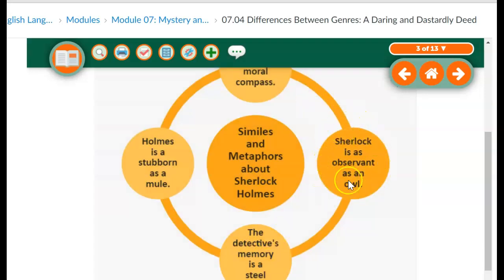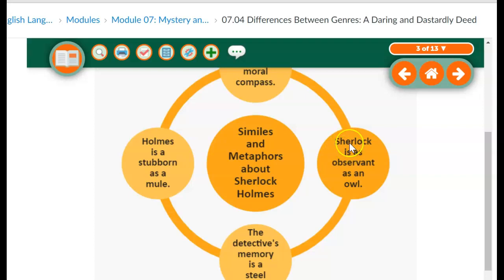So here, Sherlock is as observant as an owl. Simile or metaphor? Ricky, what do you think? It's a metaphor because it has is in it. Okay. Sherlock is as observant as an owl. We have is and as in this one. So they're really trying to throw us for a loop.